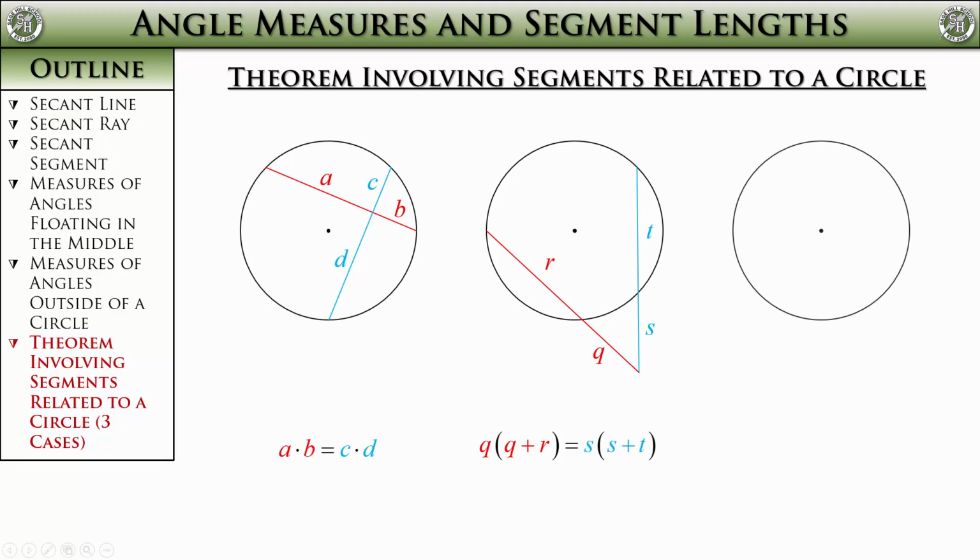For the last case, we have 1 secant segment and 1 tangent segment. I won't bother to run through another animation again, but for the red segment, just like the second case, we want to look at the little piece outside of the circle and the whole piece. Time to label my picture for the third case. With these labeled like this, we know that the little red piece outside of the circle, x, multiplied by the whole segment, x plus y, is equal to the tangent segment, z, squared. For all 3 cases, 2 things are multiplied together on each side of the equal sign, so that in the last case, z gets multiplied by itself.